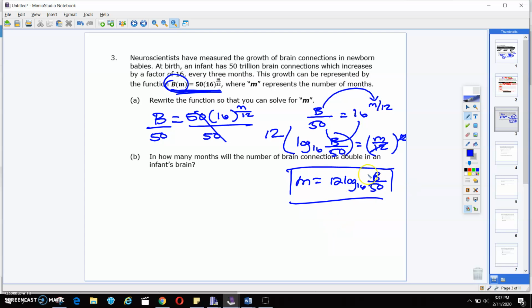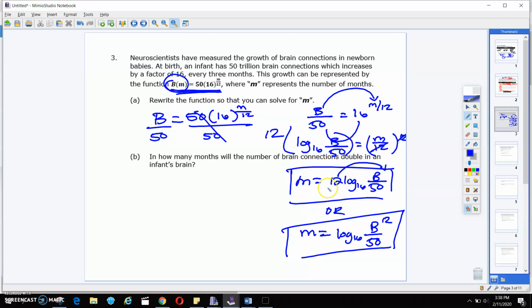Now, I could write this another way. I could say m equals log base 16 of b divided by 50 raised to the 12th power. It just kind of depends on the test or the interim that you would take. They're both the same thing because we know our power rule means that we can take this number out front and put it as our exponent.